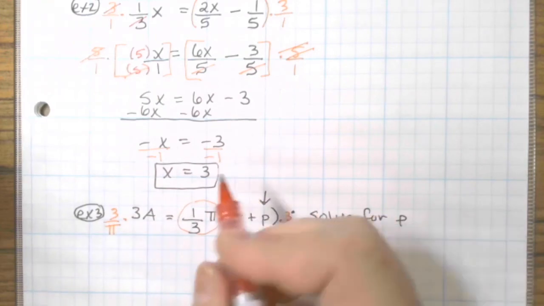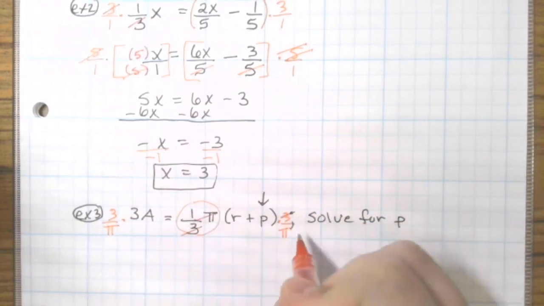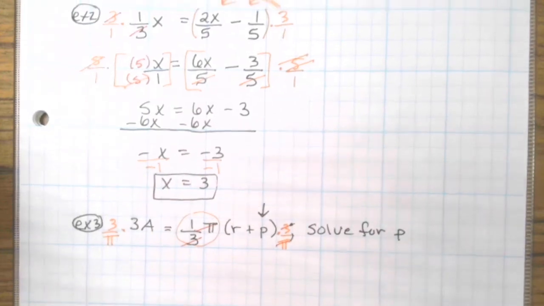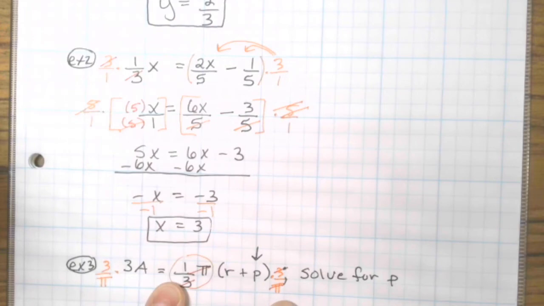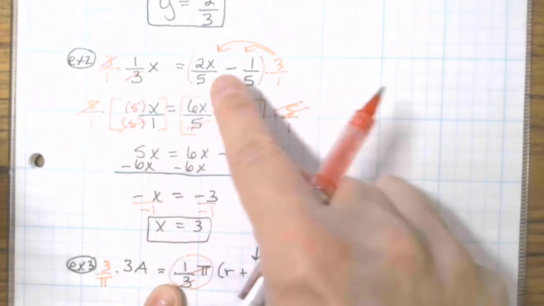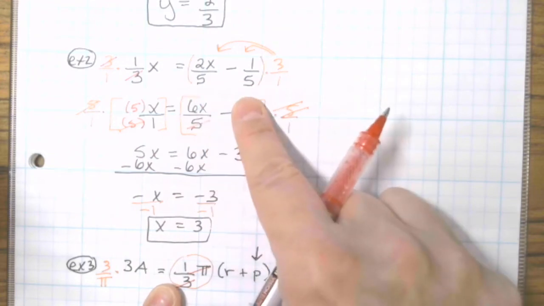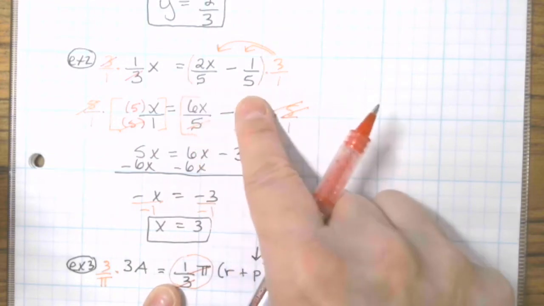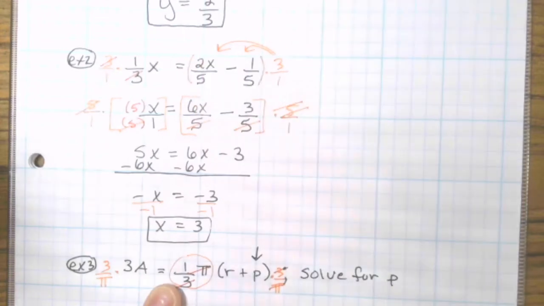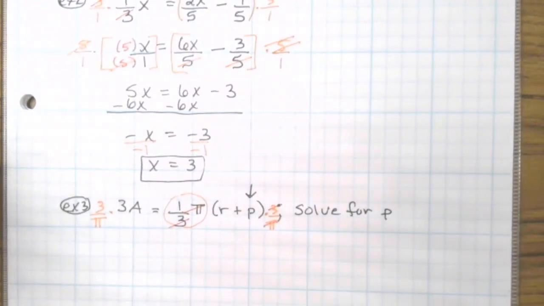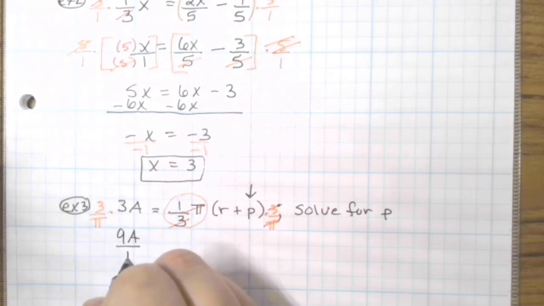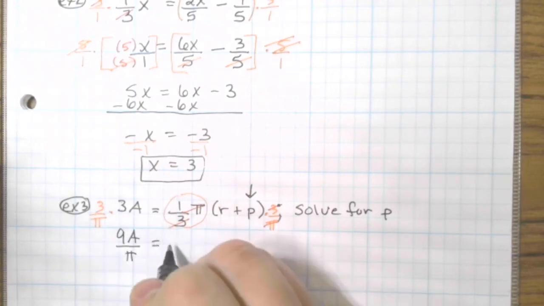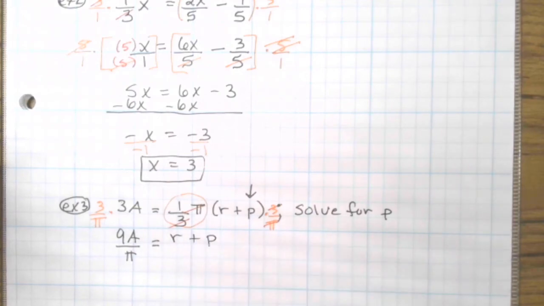On the right, the 3 divides out, the pi divides out. Now, we're not going to distribute because the 3 over pi was a scalar, so you multiply scalar to scalar. You only distribute if you have two terms that are not connected by a coefficient. They're just two separate terms. Then yeah, you got to distribute. This one, not so much. So on the left, we now have 9a over pi. On the right, we have r plus p.